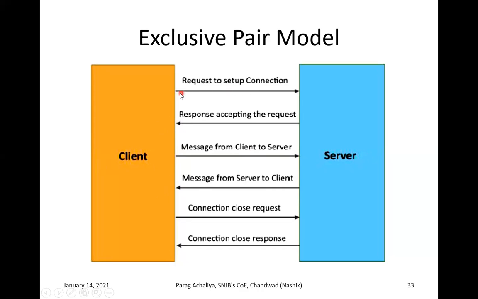If you observe, the arrow will only be unidirectional. That means only this activity will be performed at this time, then only this activity, then only this, and like this. That's why it is exclusive and a pair of devices. That's why it is your exclusive pair model.